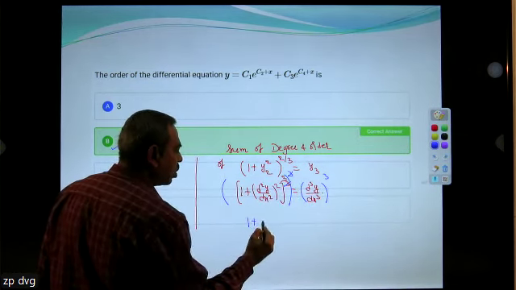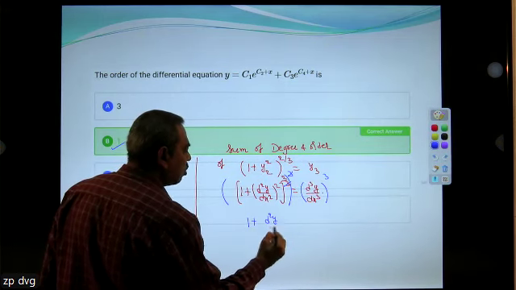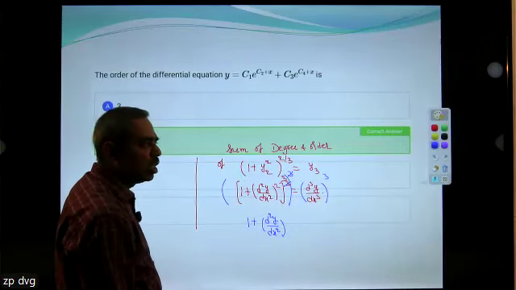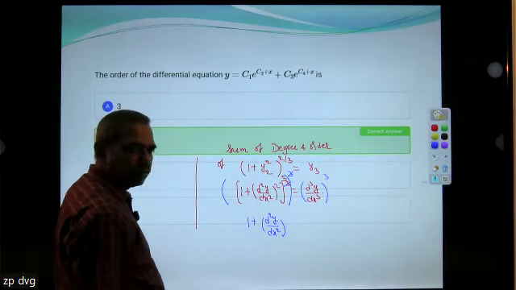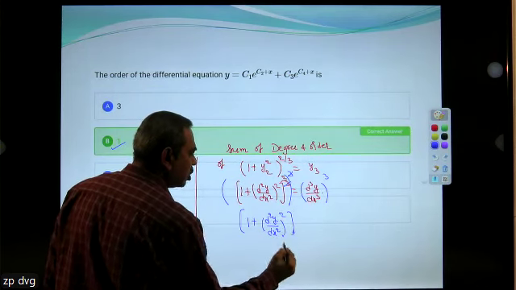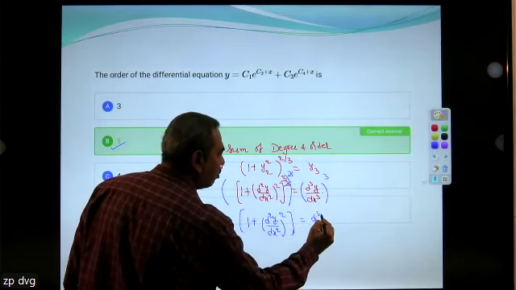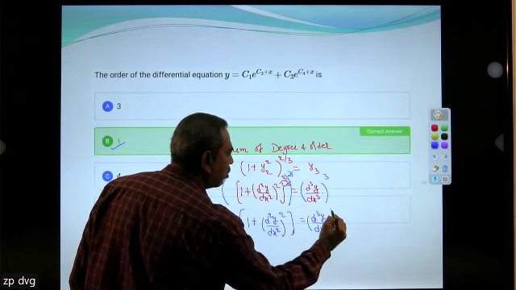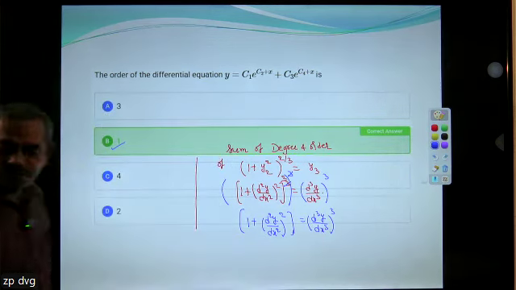So, what is left out? It is 1 plus d square y by dx square, and the whole square is there. So this entire thing is the one which is left out. And here it is d cube y by dx cube. So for this entire thing, what is there? It is whole cube. Is it clear?